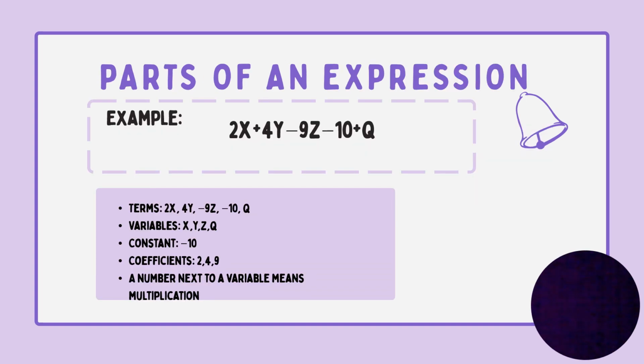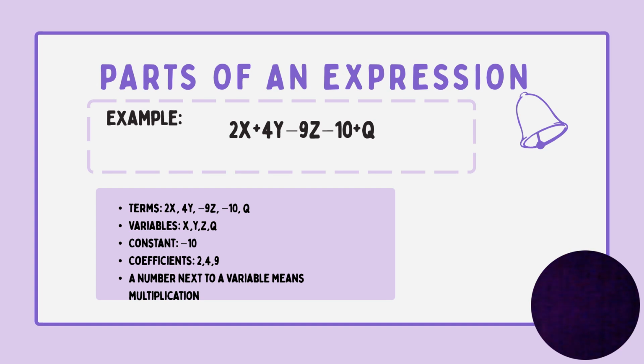Here we have an example of an expression and the parts of an expression. Our example says 2x plus 4y minus 9z minus 10 plus q. Notice that there is no equal sign anywhere in the expression. Because of that, we are not trying to find a solution, we are just working with the parts of the expression. So let's break this expression apart.